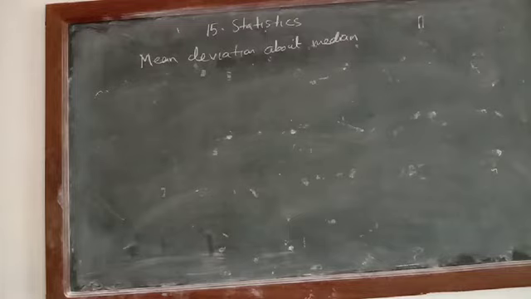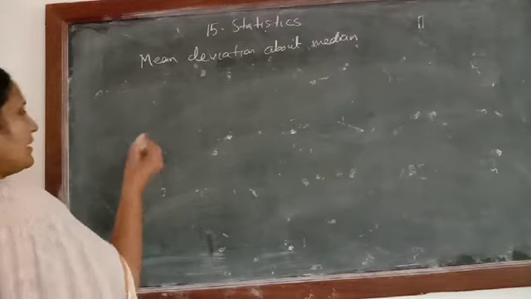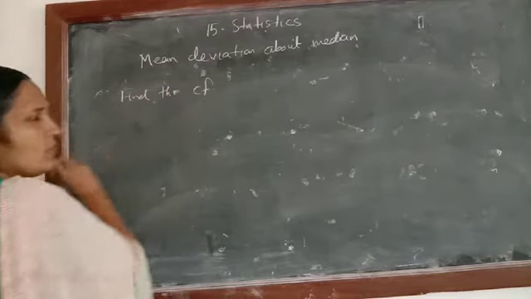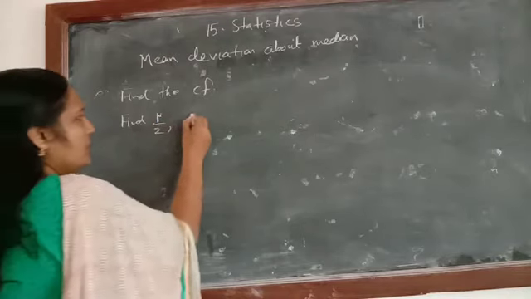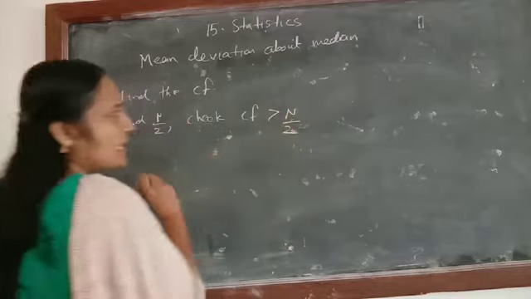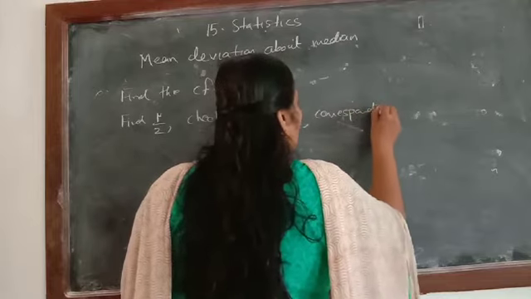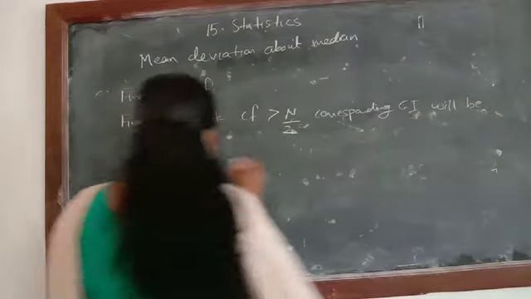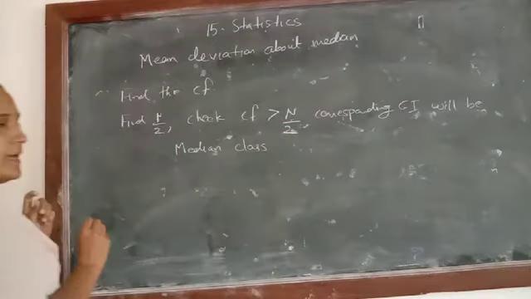Put the heading there: median of continuous frequency distribution, means when class intervals are given. In that case also, first find the cumulative frequency. After that, find n by 2. Then check the cumulative frequency which is just greater than n by 2. The corresponding class interval will be the median class.